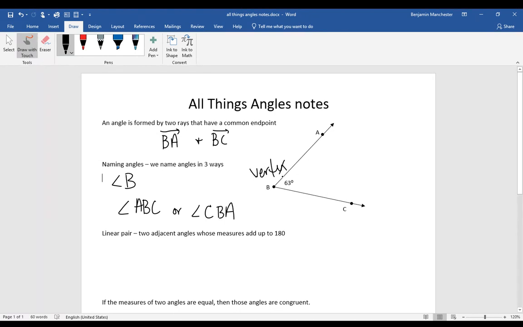There might also be a little letter inside, like angle X, maybe, if we called it that. So there's three ways that we can name angles, but most of them use points or the vertex.